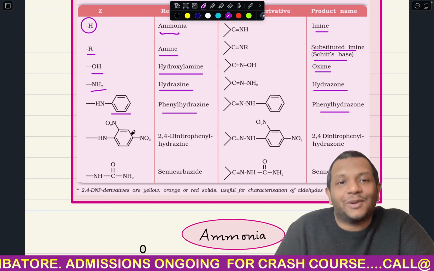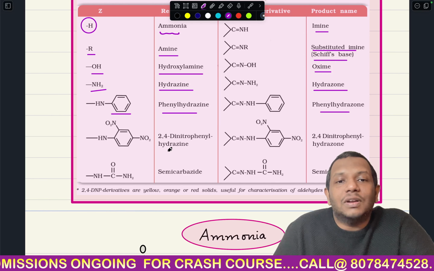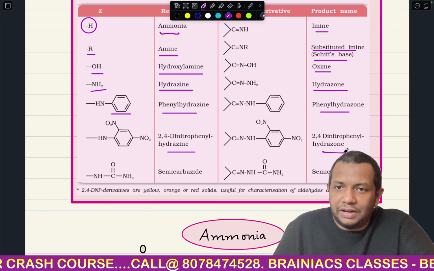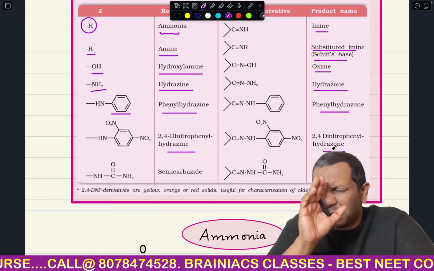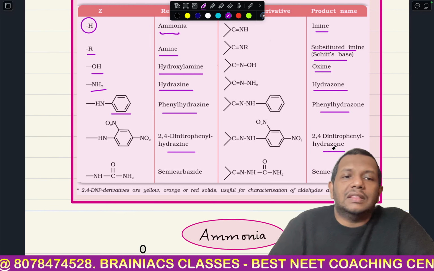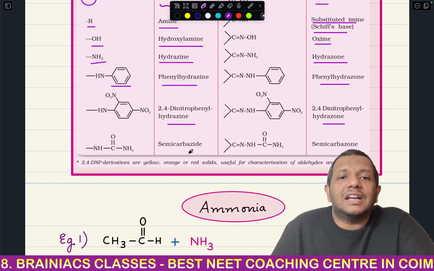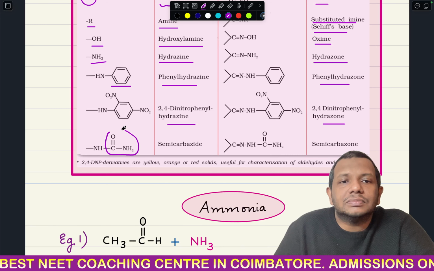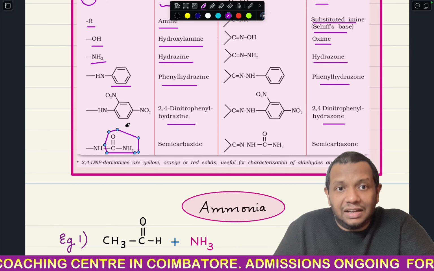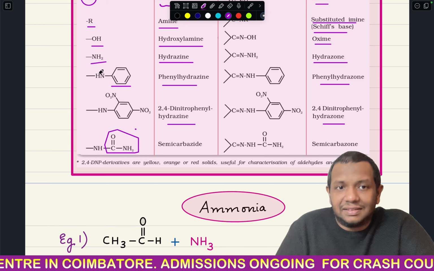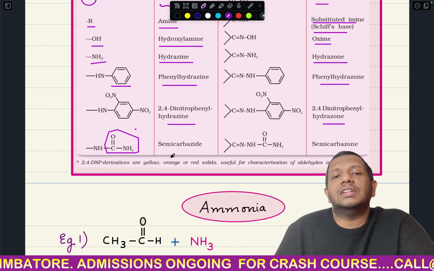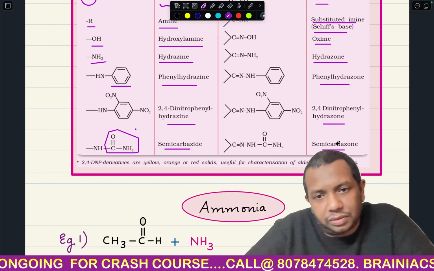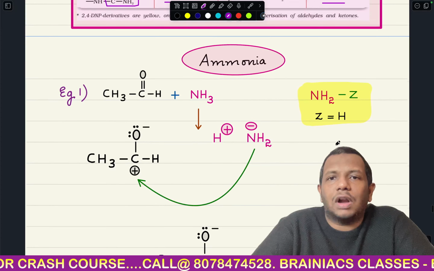Now I am putting 2 nitro groups into that phenyl group. Then we call that reagent 2,4-dinitrophenylhydrazine. Then the product is called 2,4-dinitrophenylhydrazone. But the mechanism remains one-to-one the same. The last one we call semicarbazide, when one of the hydrogens is replaced by an amide group. In hydrazine, one H is replaced with CONH2. Then that is called semicarbazide and the product we obtain would be called semicarbazone. Now we will take them one by one.